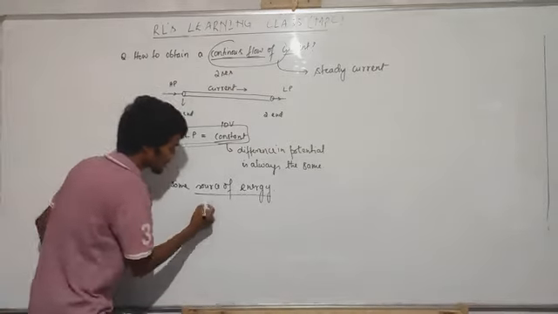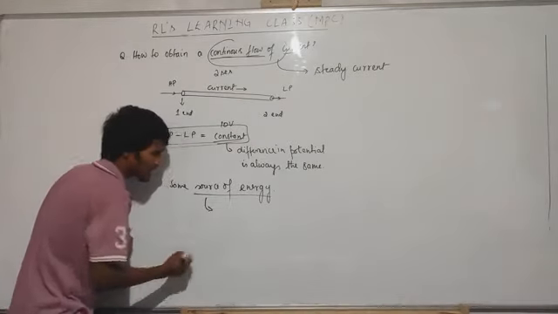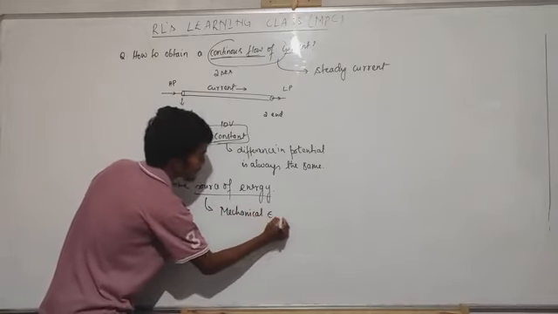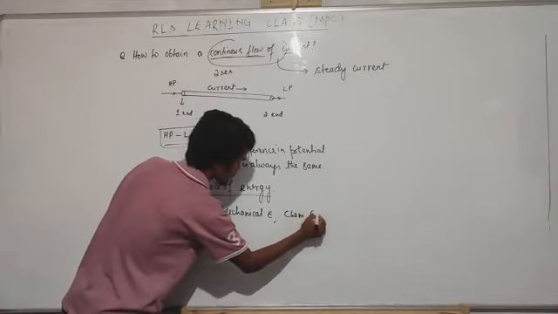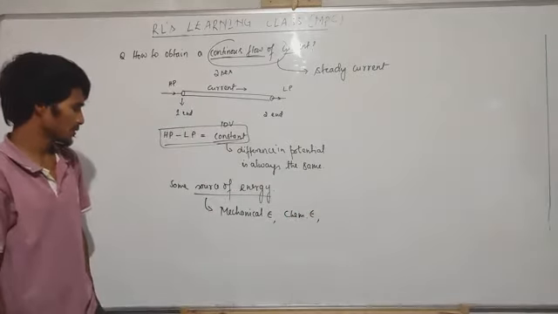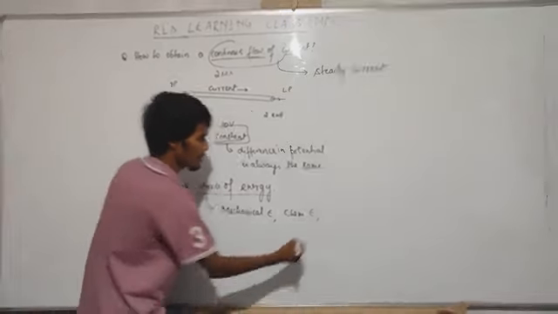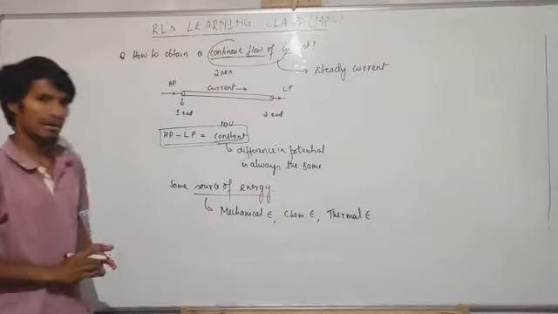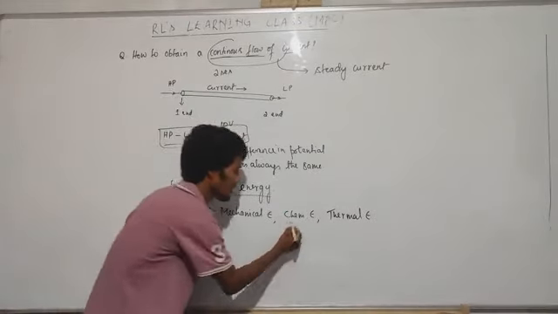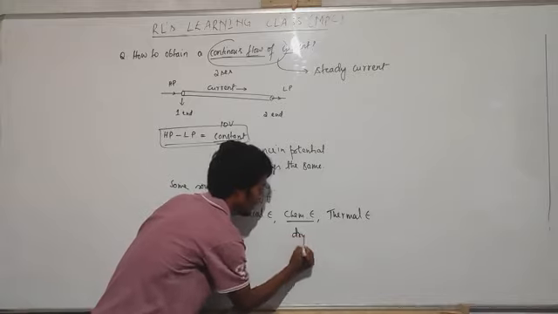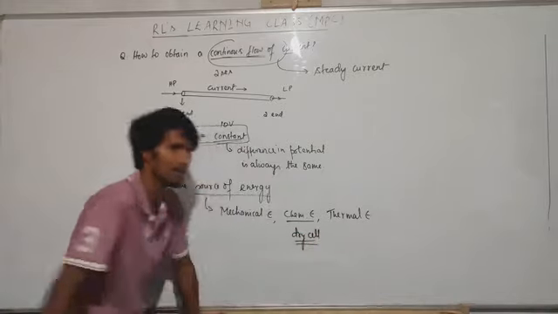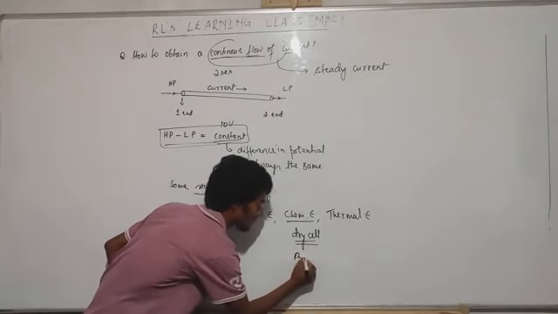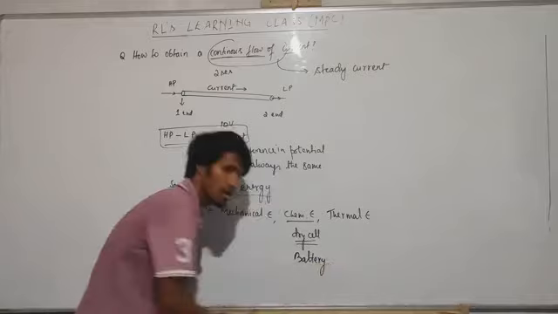And what is that source of energy? We can get it from mechanical energy, chemical energy, then thermal energy. And what is this chemical energy? For example, a dry cell. You can ask me what is this dry cell? Dry cell means what you commonly call a battery, when you go to the shop and ask for a battery.